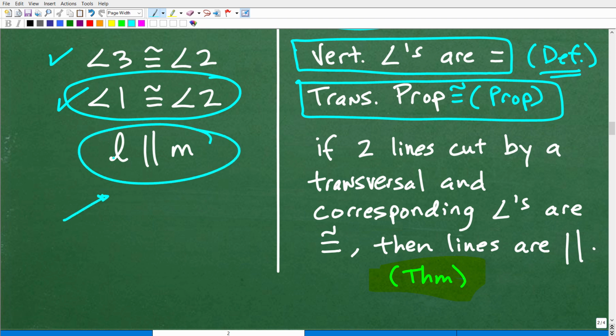So line L is parallel to line M. If I've been saying angle, I apologize. I am speaking a lot. I'm trying to stay focused here. So even myself teaching this can be challenging sometimes. So line L is parallel to line M. That's my final conclusion, but I've got to back it up with a theorem. It says if two lines are cut by a transversal, and the corresponding angles are congruent, then those lines are parallel.